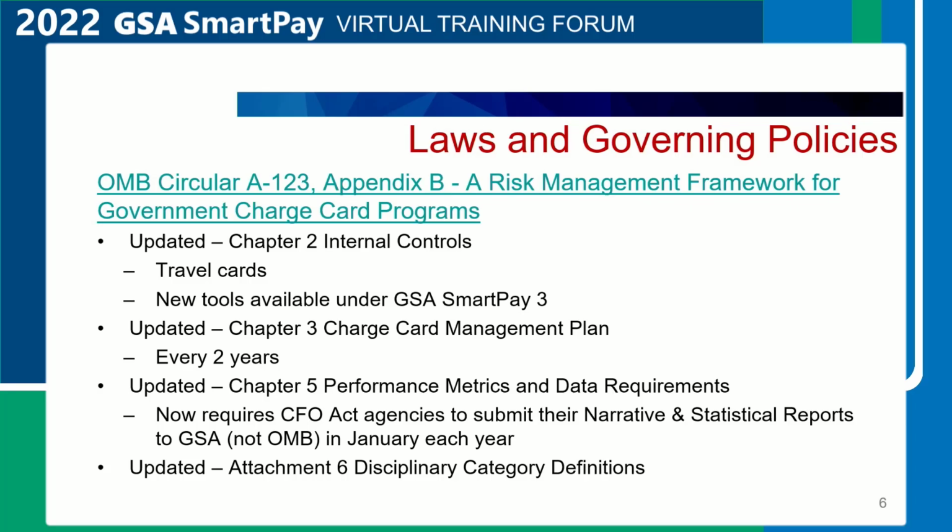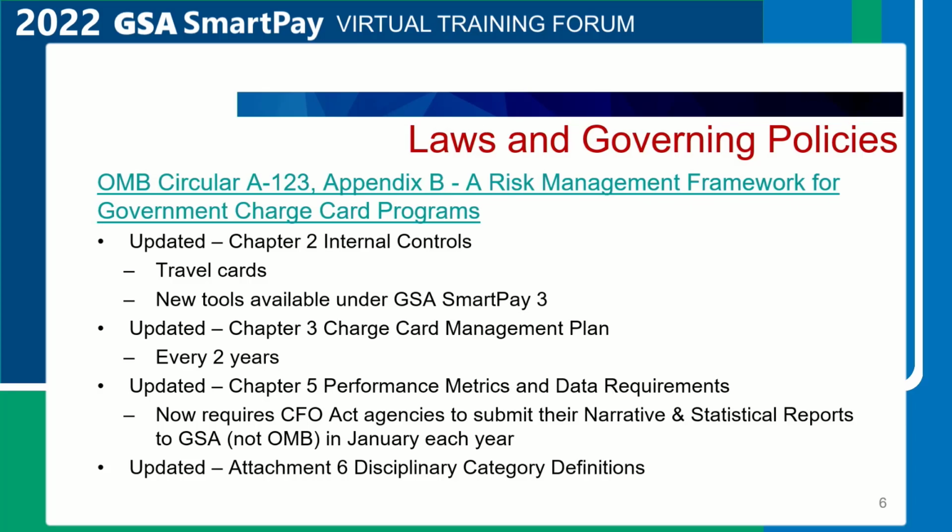GSA has begun taking over the statistical reporting process for agencies by reporting the information directly to OMB on an annual basis. This alleviates the burden from agencies on having to report this information to OMB quarterly for CFO Act agencies and annually for all other agencies. Agencies will still need to provide a narrative report to OMB annually, on or before January 31st of each year.